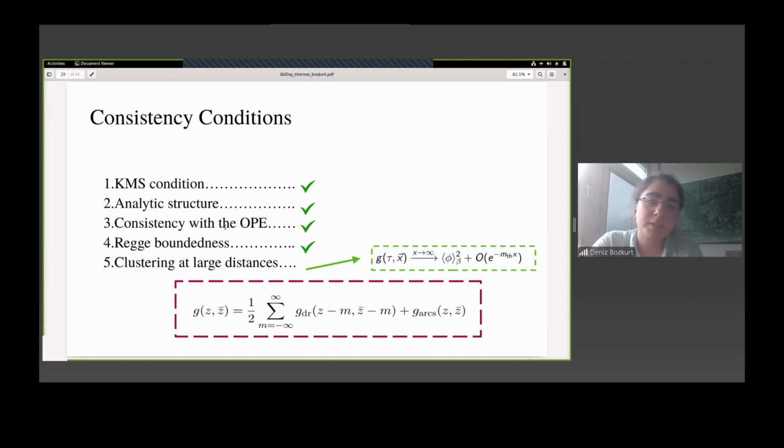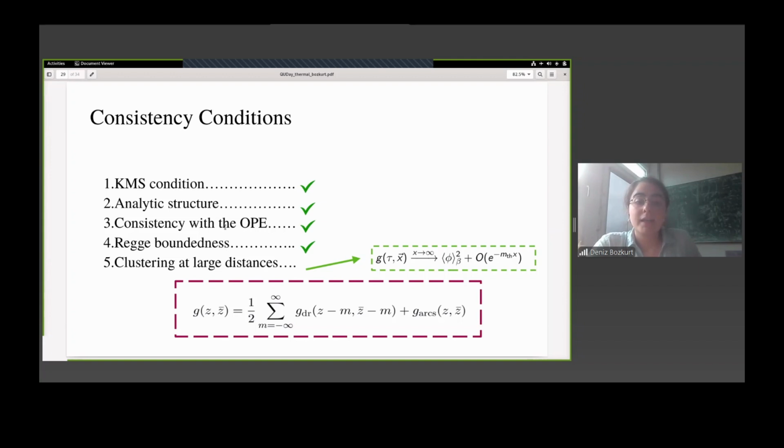So the consistency conditions, of course, start with KMS, the periodicity, and by construction we have the KMS. And then the analytic structure of the time two-point function, again, it was one of our inputs, and the generalized method of images captures this correctly. And then the consistency with OPE is again, as I said, we can expand. There's no extra operators that appear that shouldn't be there.